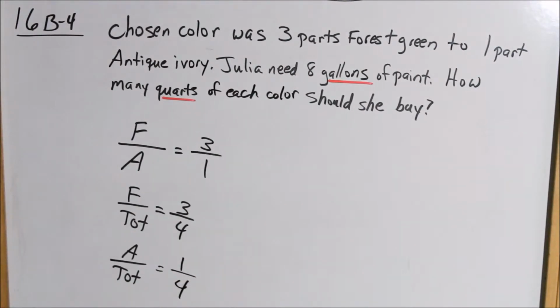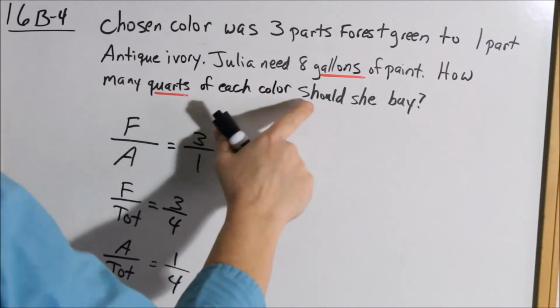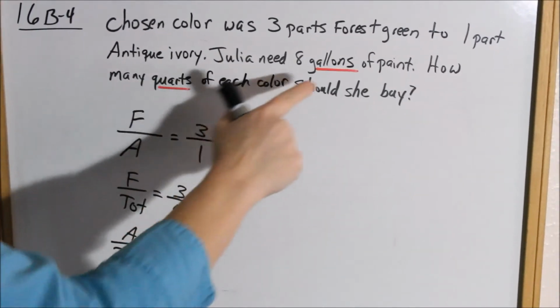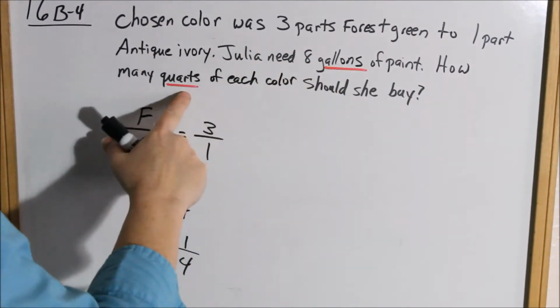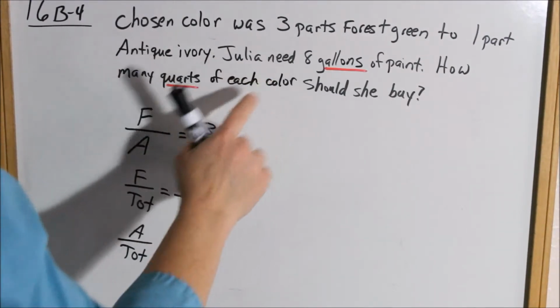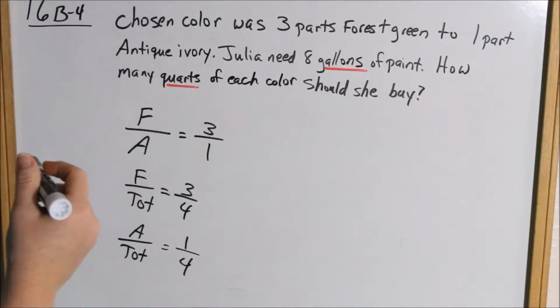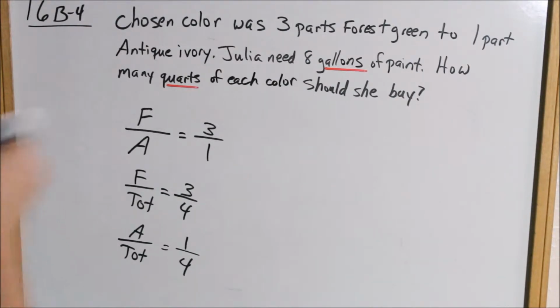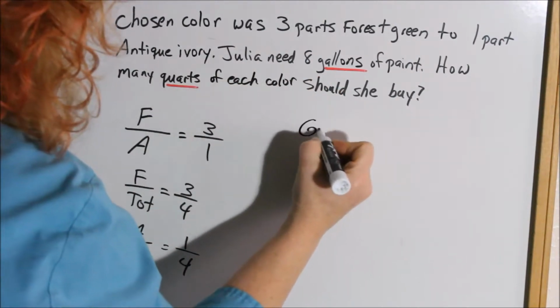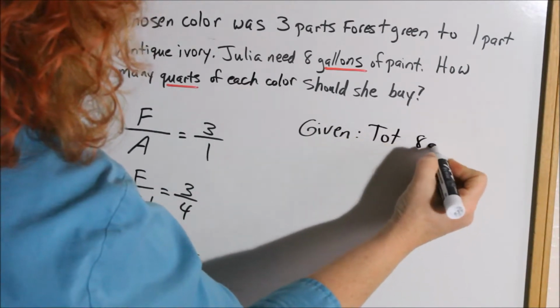Now let's go back and look at what the problem is asking. Julia needs 8 gallons of paint. How many quarts of each color should she buy? Well, I can first see that gallons and quarts is not the same unit. So I know at some point I'm going to have to do some sort of unit conversion. If I know she needs 8 gallons, that's the total amount of paint that she needs. So I was given the total paint. Total paint was 8 gallons.